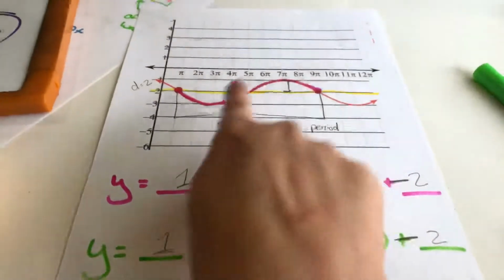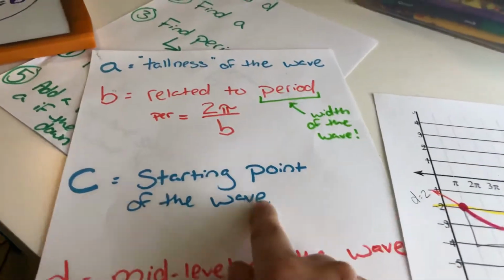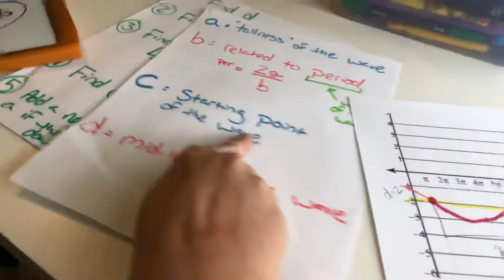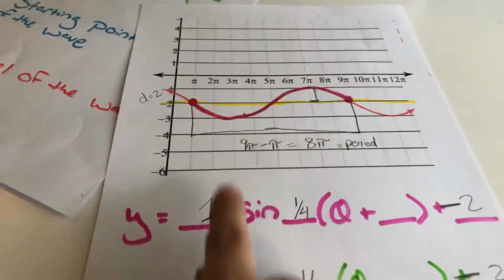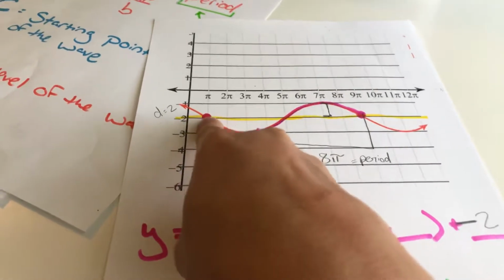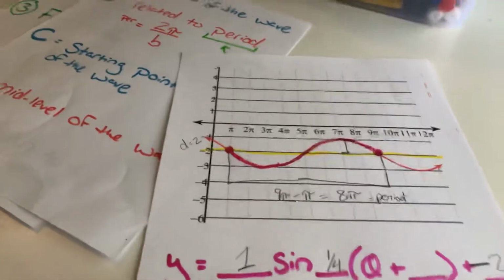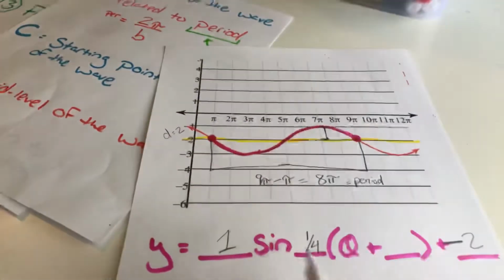So I had already picked out my sine waves. So c, remember, is the starting point of the wave. So let's see, where's the starting point? Oh, it's right there at pi. But remember, c is opposite from what it is in the picture, so we're not going to put pi, we're going to put minus pi.